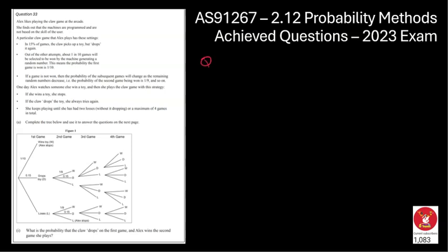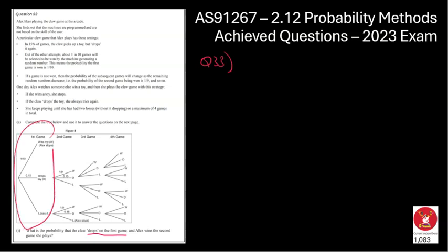So let's get straight into question number 33. I won't read the context of this question just because it'll slow the video down a bit more. But basically, we've been given a partially completed probability tree. We've been asked, what is the probability that they drop the claw in the first game?